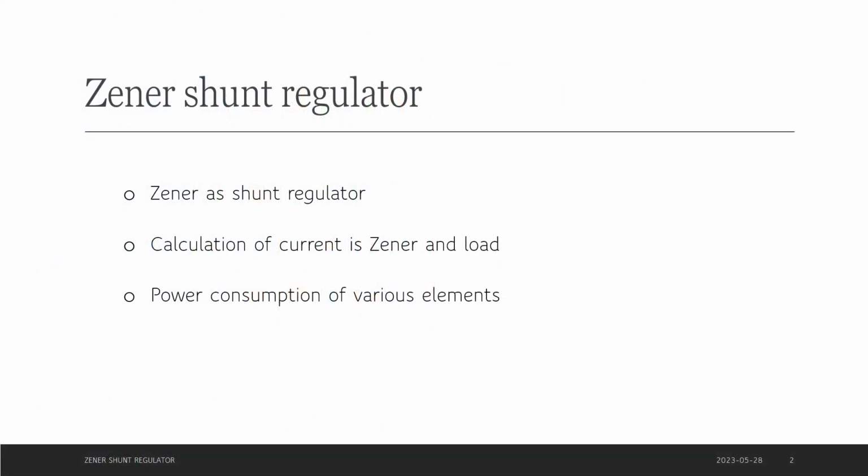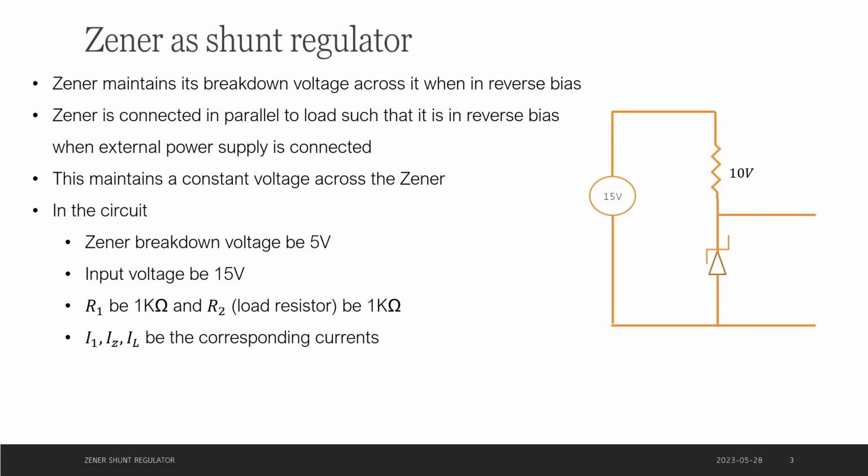Today we will talk about the Zener as a shunt regulator, calculation of current in the Zener and load, and power consumption of various elements. In our previous videos, we saw that a Zener diode maintains its breakdown voltage across it when it is in reverse biased condition. Now, let us connect a load across this reverse biased Zener diode.